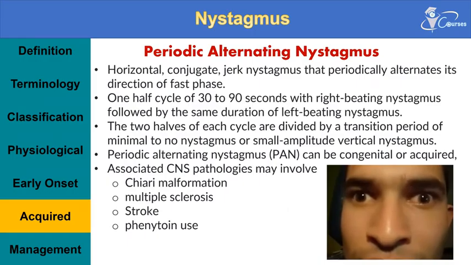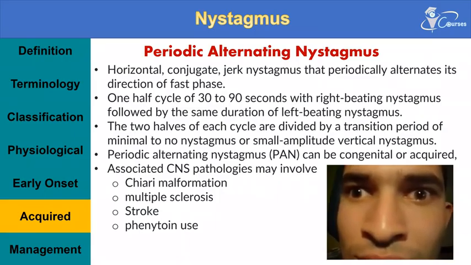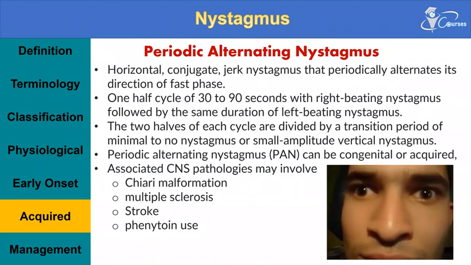So this is the periodic alternating nystagmus. It is rare, but you need to have a high index of suspicion in order to diagnose it. If you see it, it will be associated with CNS pathologies such as Chiari malformation, multiple sclerosis, stroke, or phenytoin.